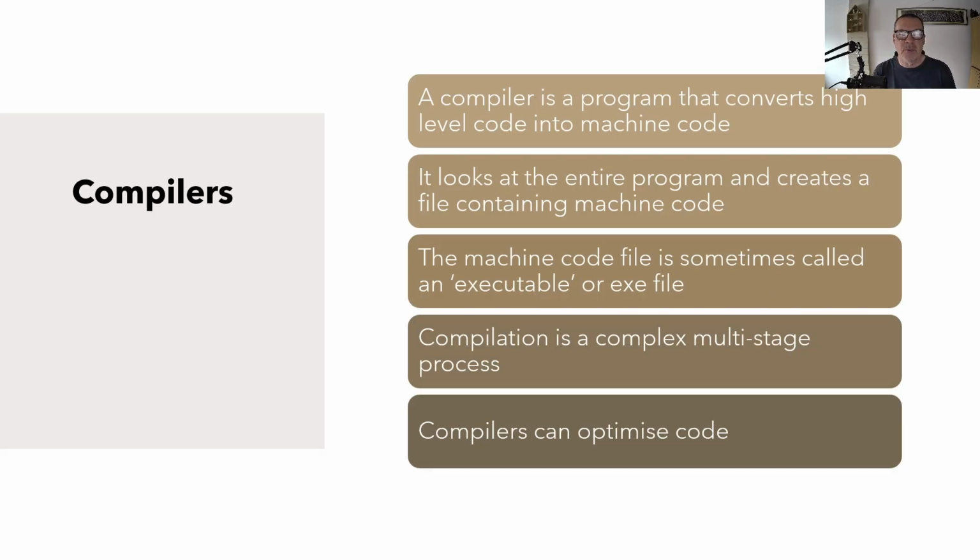Compilers take programs that are in high-level code and convert them into machine code. They look at the entire program and create a file containing machine code. The machine code file is sometimes called an executable or exe file. Compilation is a complex multi-stage process, and compilers can optimize code.